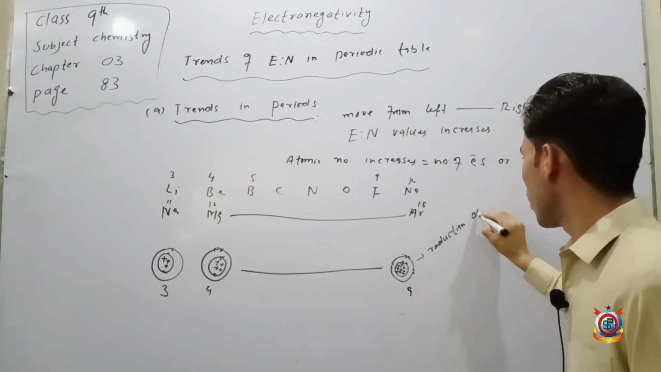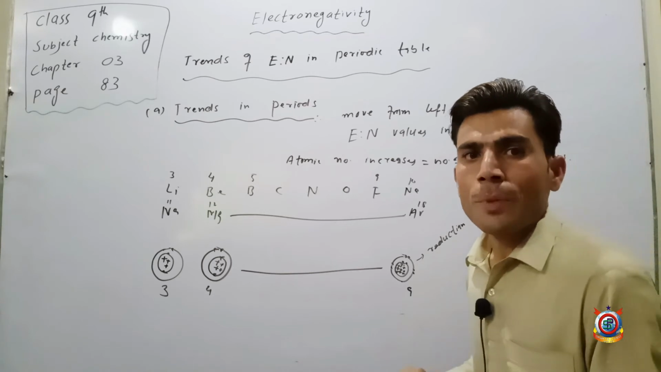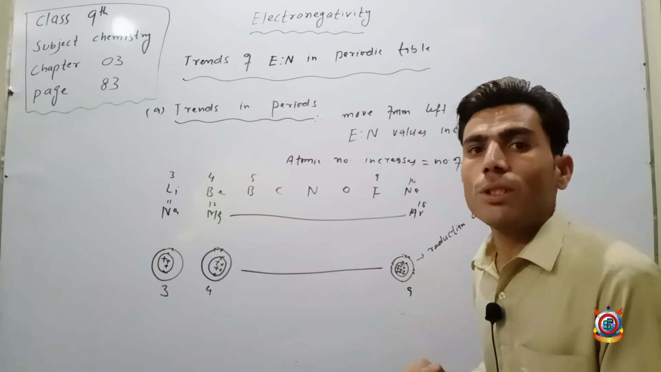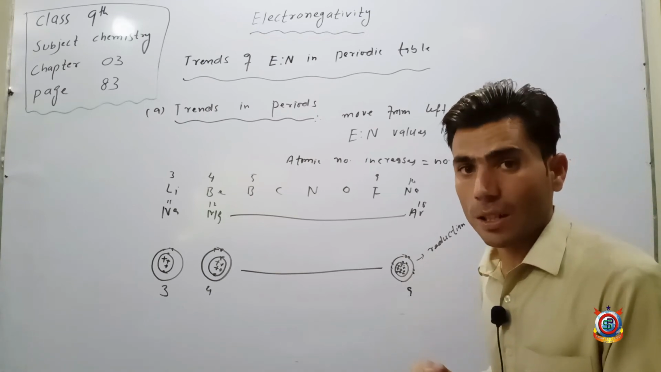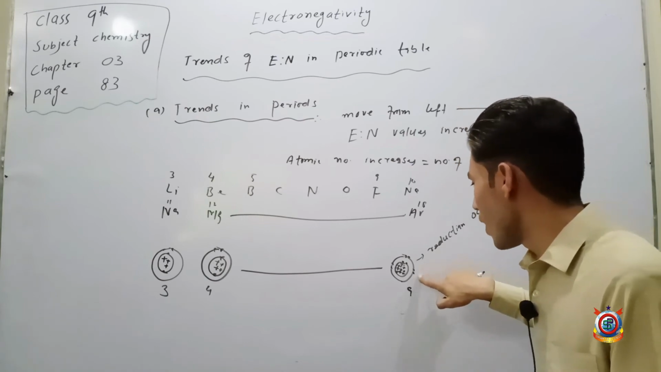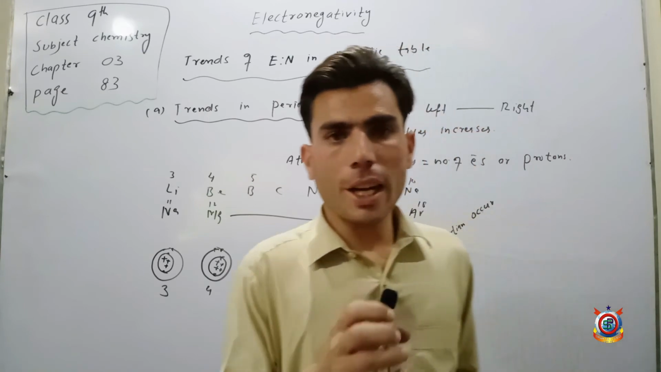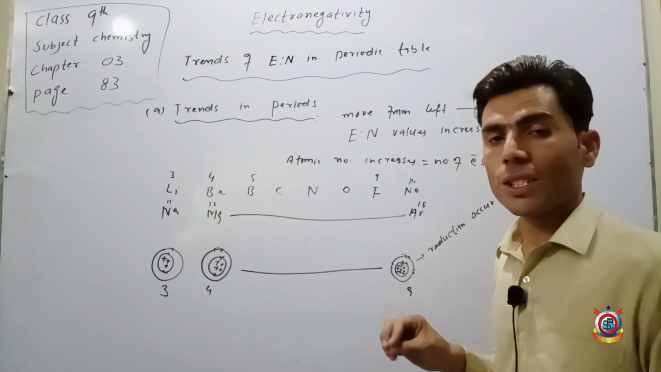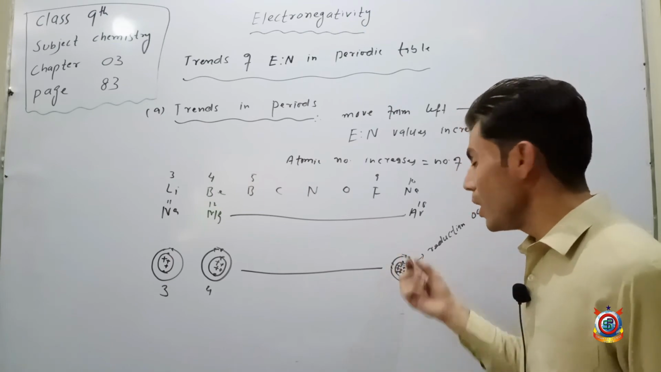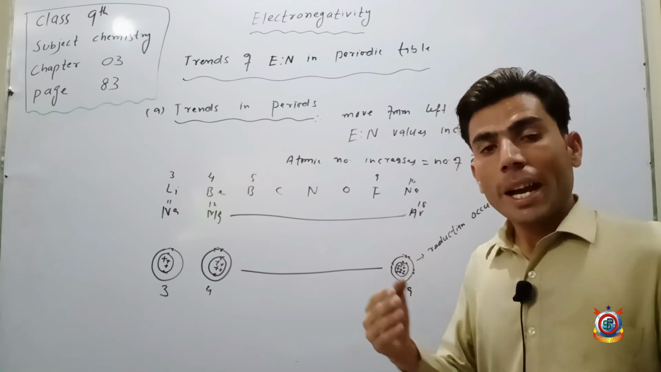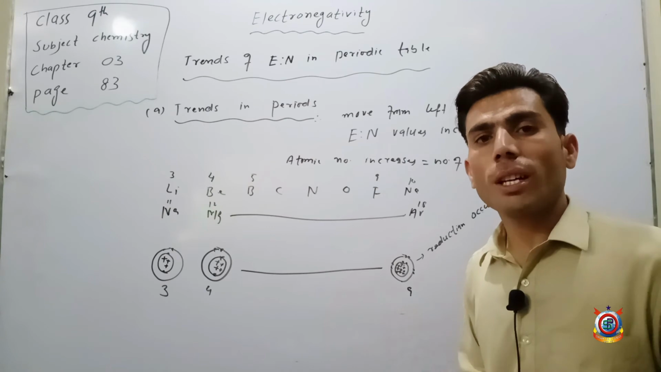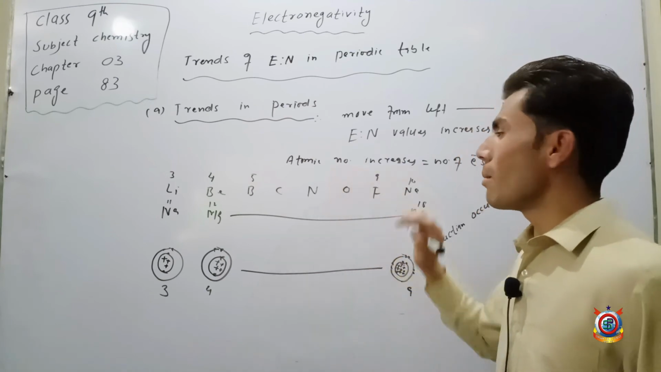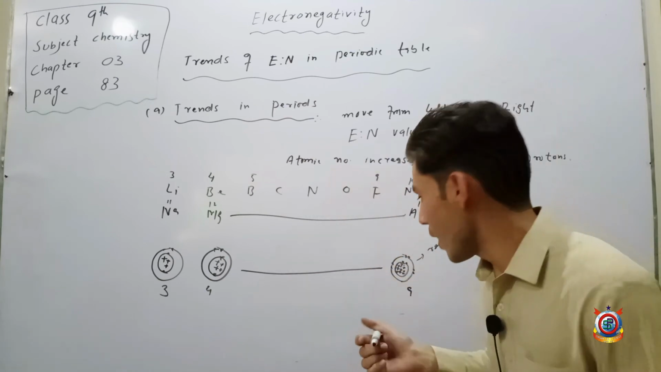The reduction occurs due to the increase of nuclear charge, the positive charge on the nucleus. The size of an atom decreases, and due to the decrease in size of an atom, the ability of an atom to attract the shared pair of electrons towards itself in a covalent bond increases. Hence we say that when we move from left to right, electronegativity increases. For example, HF.